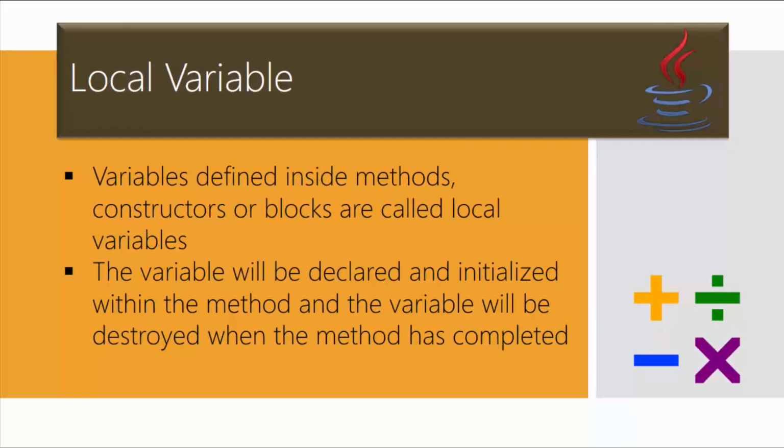A local variable is defined inside methods, constructors, or blocks, and these are all, again, local variables. The variable will be declared and initialized within the method, and the variable will be destroyed when the method is completed. So that's just a local variable that we create inside those methods.